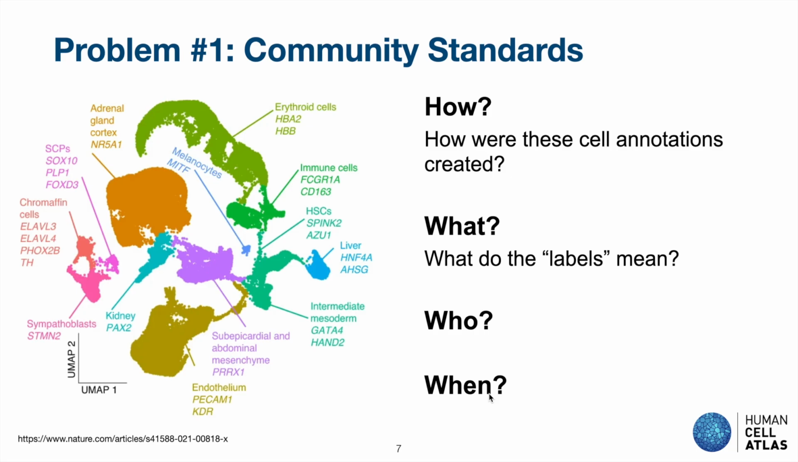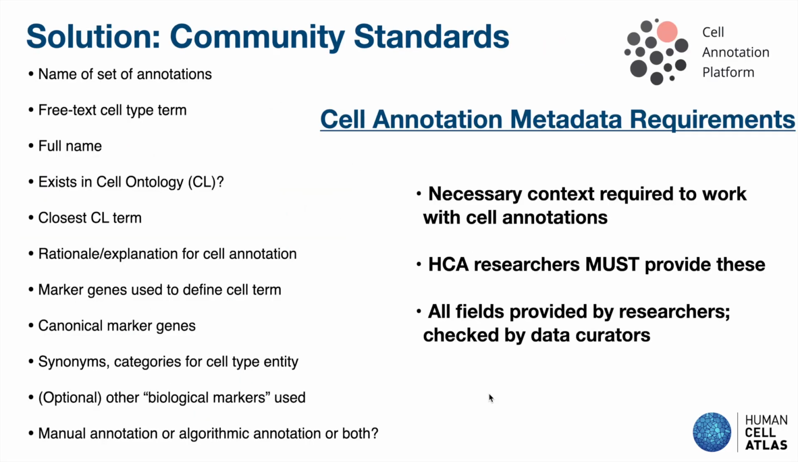Are the labels clearly associated with the data, such that scientists could go back and investigate whether they trust these cell annotations or not? Who created these cell annotations, and when did they create them? We've tried to solve this problem by constructing a metadata schema to ingest the data of cell annotations that prompts users to provide more information about what the cell annotations mean.